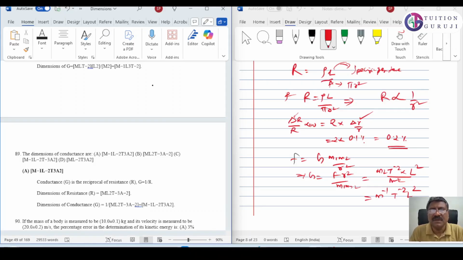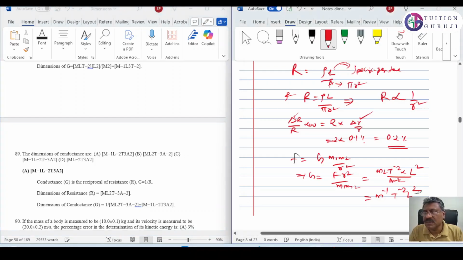So G will be M raised to minus 1, T raised to minus 2, and here something is wrong. Actually it is L cube. So one L is already there. This L is going up. That means L cube. So M raised to minus 1, T raised to minus 2, L cube is the answer.